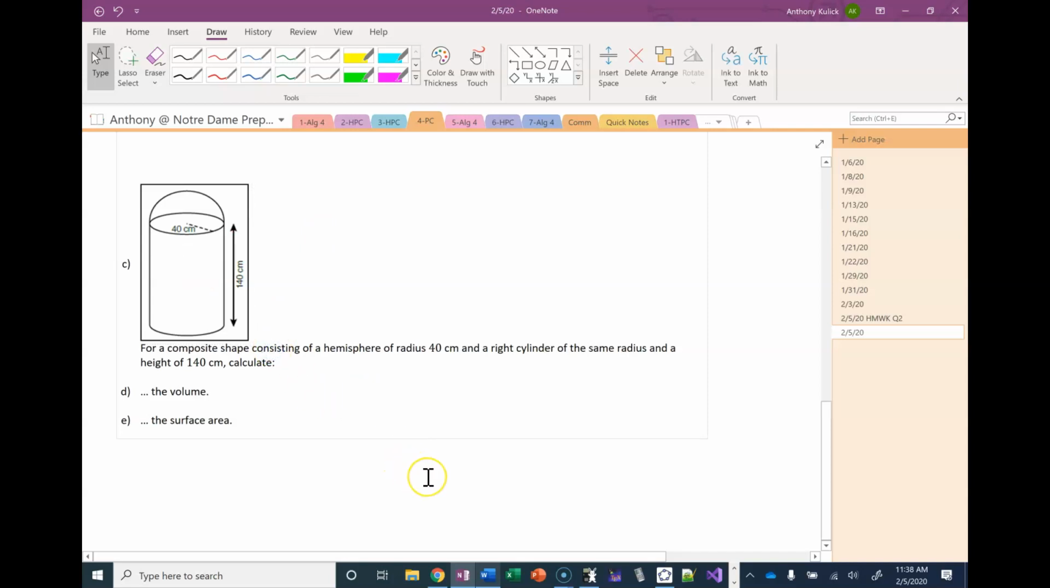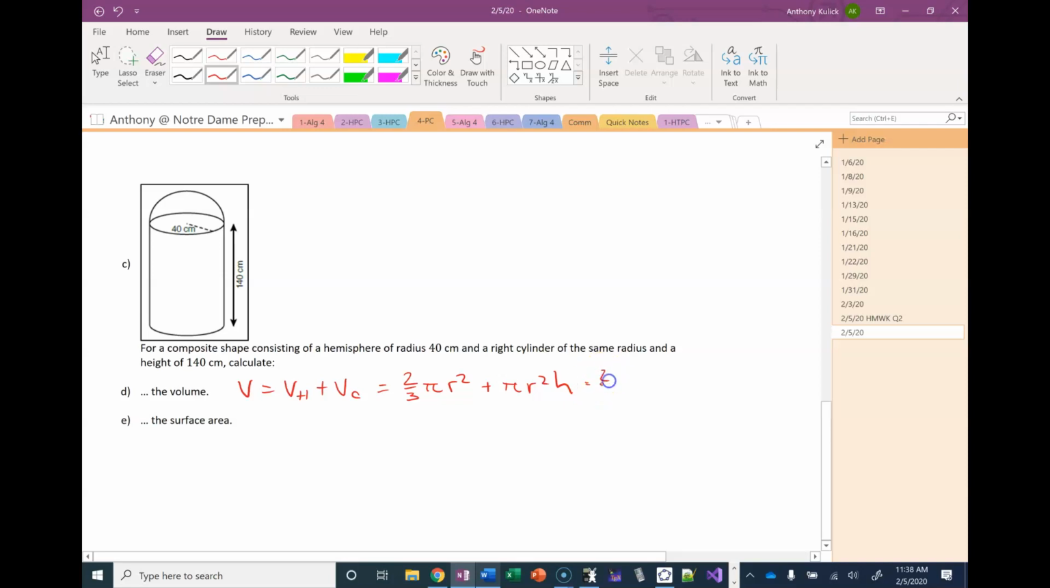Okay, so for the composite shape consisting of a hemisphere with radius 40 and a right cylinder with the same radius and a height of 140, calculate the volume. So my plan here is the volume for the hemisphere plus the volume for the cylinder. Everybody okay there? The volume formula for the hemisphere is 2/3 pi r squared. The volume formula for the cylinder is pi r squared h.